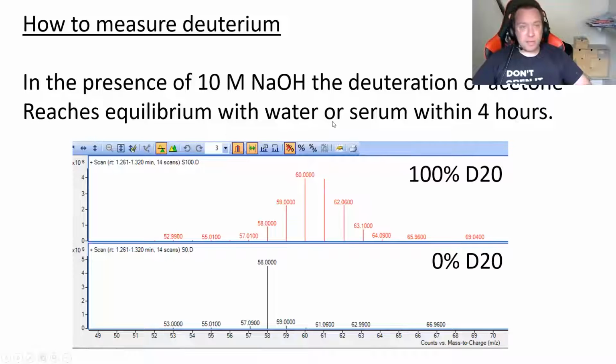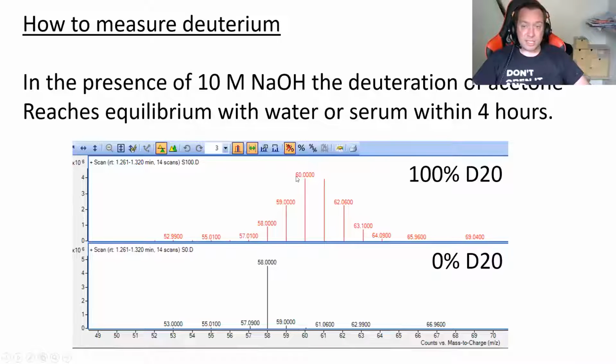And if we look at the chromatograms of acetone that has been reacted with sodium hydroxide and water or deuterated water for 4 hours in the presence of 10 mole of sodium hydroxide, you can see here, acetone has a molecular weight of 58 Daltons, and you really don't get much fragmentation of acetone in the mass spec. So at 0% deuterated water, you have about 97% of it is 58, and because we've got 3 carbons in an acetone, about 3% of it is 59.